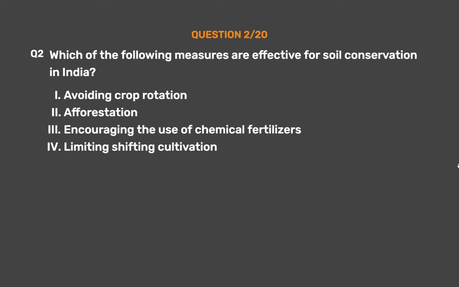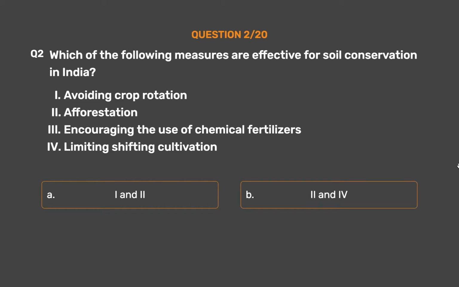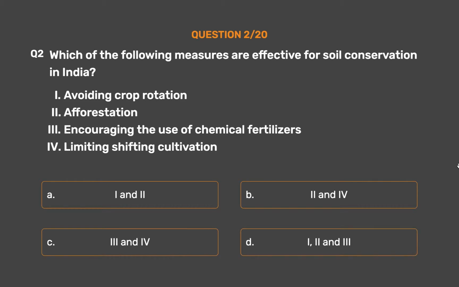Question number 2. Which of the following measures are effective for soil conservation in India? Avoiding crop rotation or forestation, encouraging the use of chemical fertilizers, limiting shifting cultivation. Option A. 1 and 2. Option B. 2 and 4. Option C. 3 and 4. Option D. 1, 2 and 3.